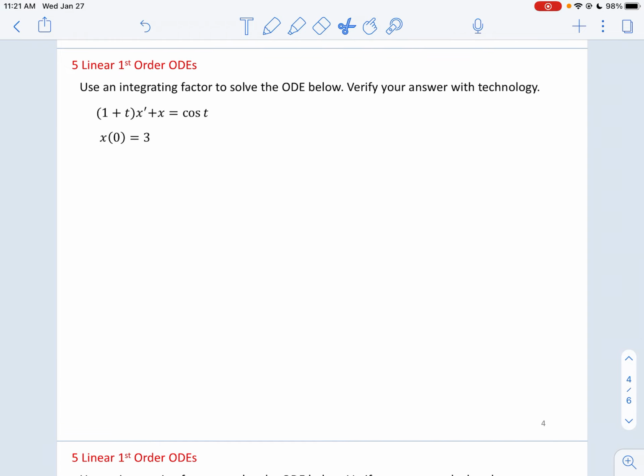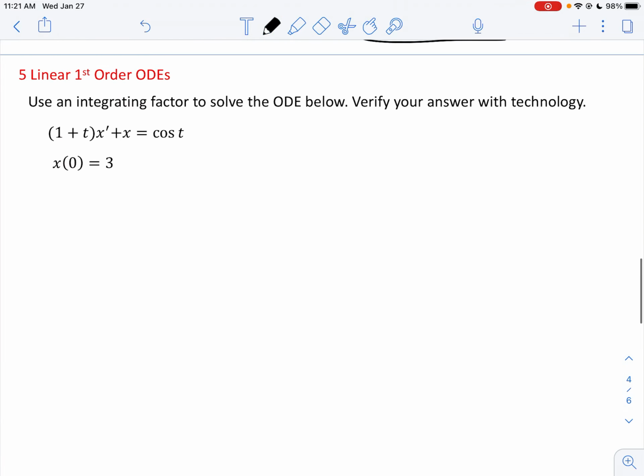Okay, use an integrating factor to solve the ODE below. Verify your answer with technology. All right, so this one is throwing a curveball at us. X is now the dependent variable. Notice the x prime. And t is the independent variable. So hopefully that doesn't throw too much of a curveball at you. We're so used to thinking of x as independent, but now x is dependent and t is independent.